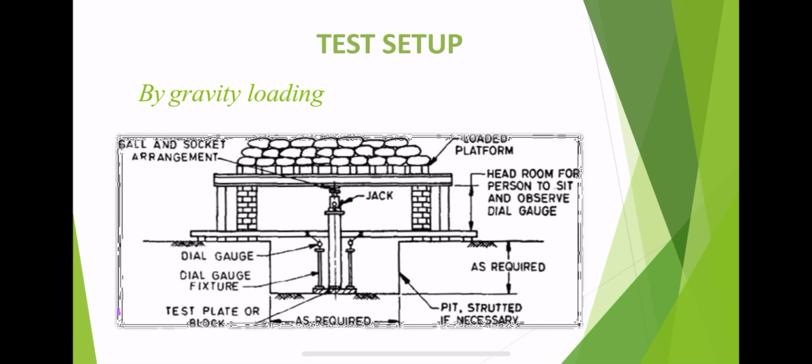Coming to the gravity loading test setup, here we are going to use a square size test plate. Above the square size test plate, we have loaded a platform with the help of cement bags, and a hydraulic jack is used for lifting purposes, and dial gauges are fixed on both sides. Here one person will be available to record the dial gauge readings.